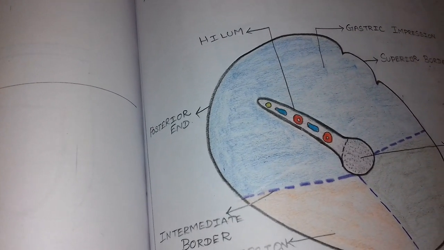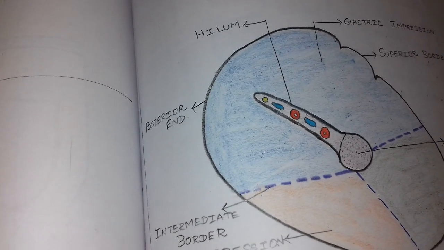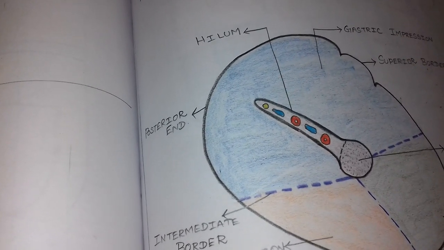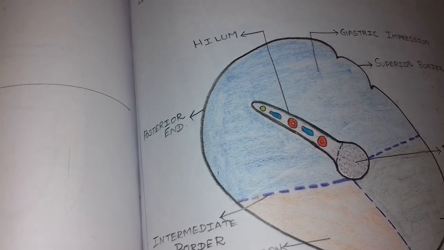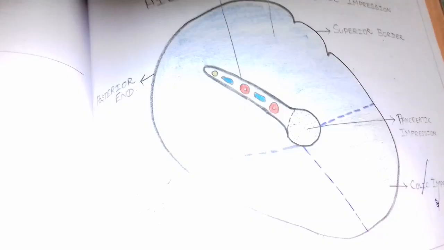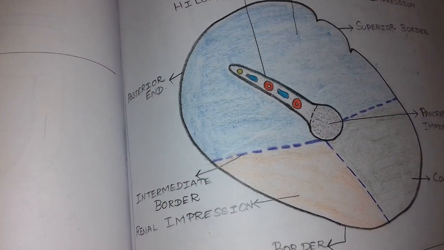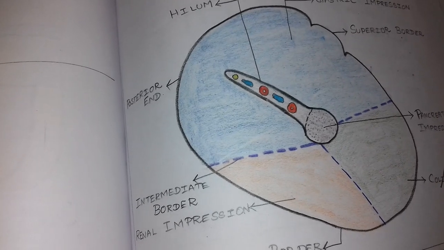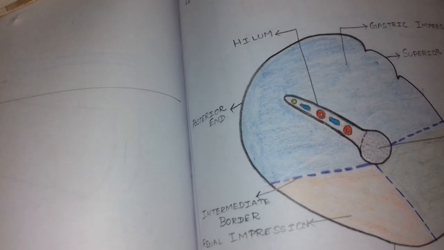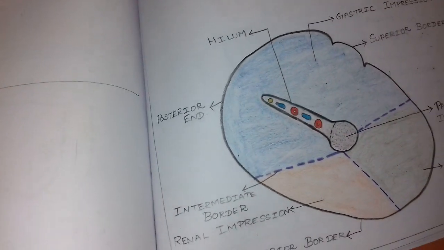The pain of the spleen is poorly localized. It is referred to the epigastrium. Then the next applied anatomy is splenomegaly, which means enlargement of the spleen. If the spleen is enlarged, it projects towards the right iliac fossa in the direction of the axis of the 10th rib.